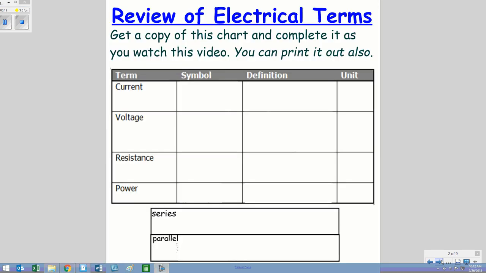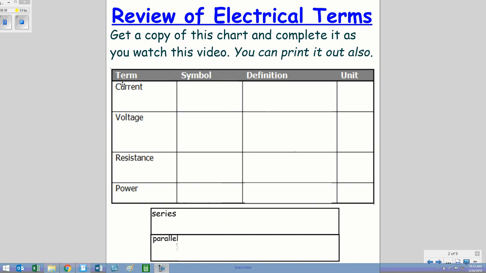So if you don't already have a copy of the chart that looks like this, you need to either print it offline or get a copy from your teacher. And then you're going to fill it in as we go along in the video. Remember that you can pause the video and write stuff down or pause at the end.